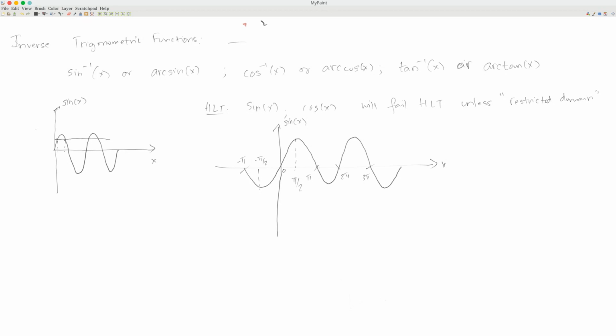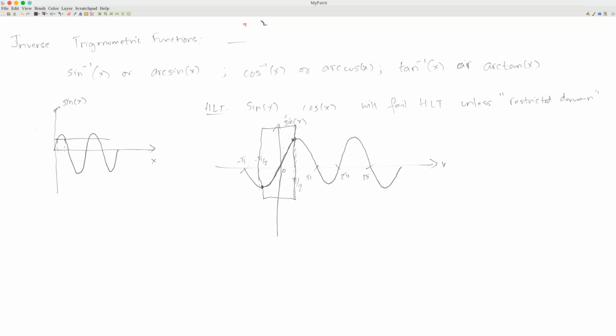But if I restrict the domain, for example, if I restricted it between negative pi over 2 and pi over 2, in other words, I consider that particular interval that's between negative pi over 2 and pi over 2, so it is that piece, that curve right there.